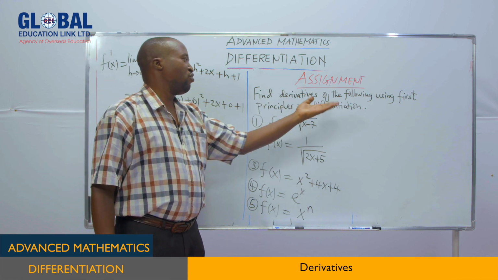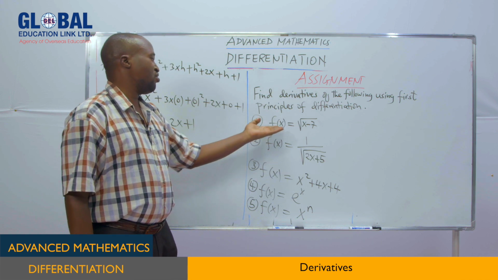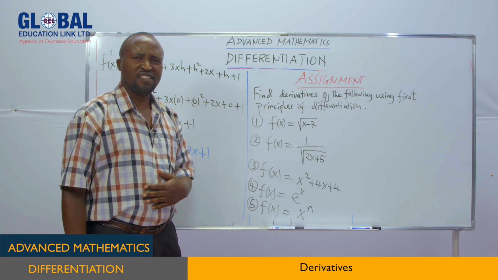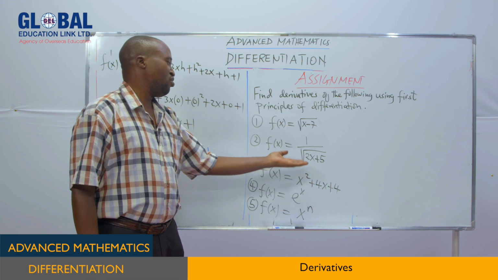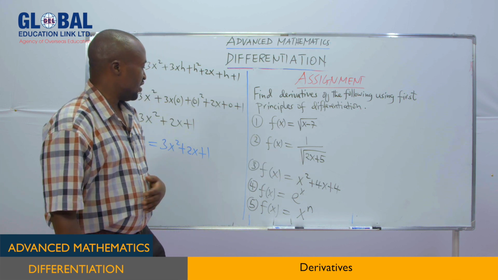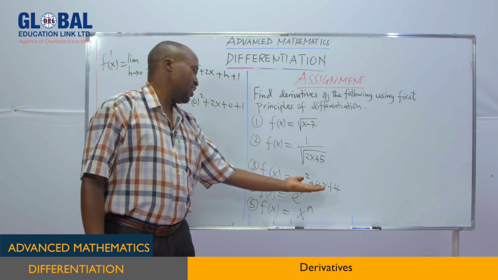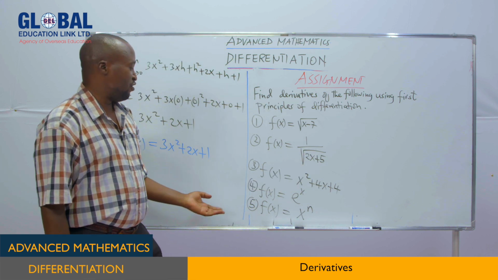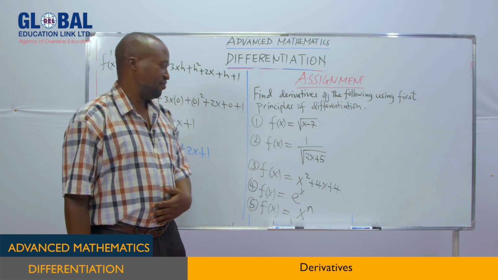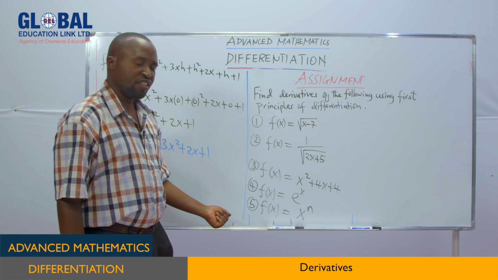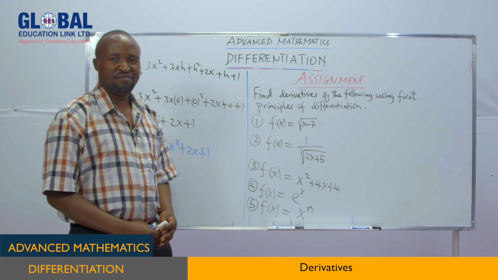Find the derivative of the following using first principles of differentiation. Number 1, we have f of x is equal to square root of x minus 7. And the second one is f of x is equal to 1 over square root of 2x plus 5. Number 3, we have f of x is equal to x squared plus 4x plus 4. And number 4, we have f of x is equal to e power x. And the last assignment question is f of x is equal to x power n.